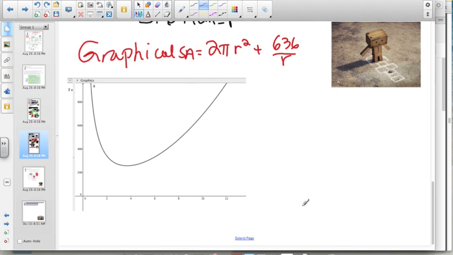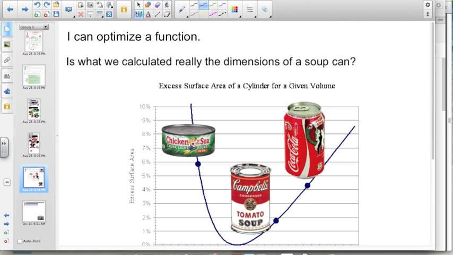So this minimum is about our 3.699 centimeters. That's what's going to minimize our steel. But in actuality, if you go home and measure a soup can, you're not going to find that to be the case.